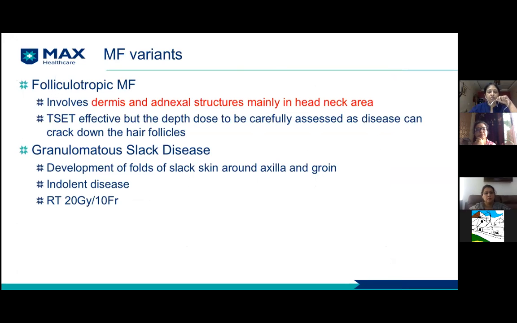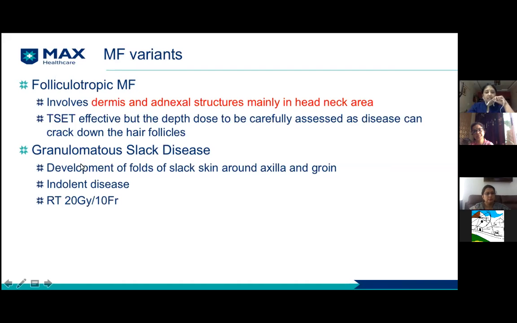Since I was talking about the variants of mycosis fungoides, these are two variants that I would especially like to mention. I will show you some pictures also of patients having these lesions. Folliculotropic mycosis fungoides involves the dermis and the adnexal structures, mainly in the head and neck areas. Now, because it involves the adnexa or the hair follicle, the depth to which they have to be treated has to be carefully assessed. They need slightly deeper treatment than the usual mycosis fungoides, and they carry a slightly adverse prognosis. I have seen two patients with folliculotropic mycosis fungoides so far.